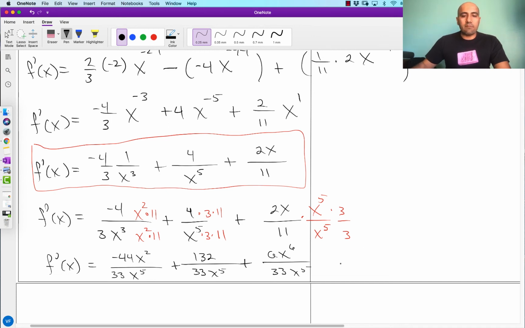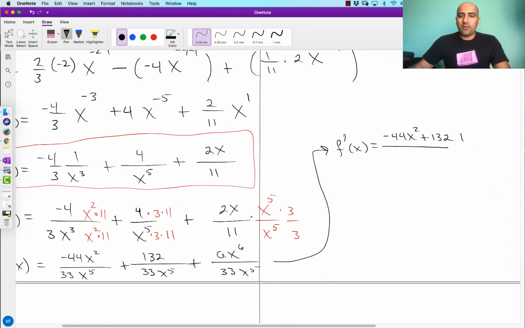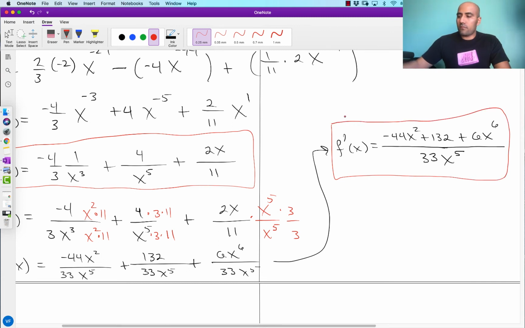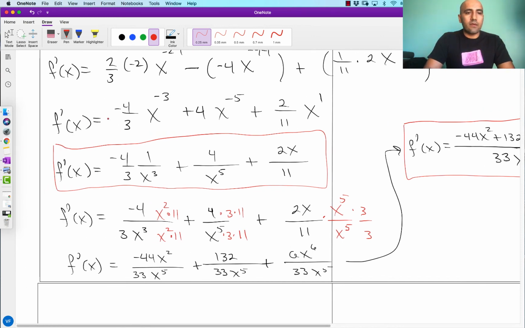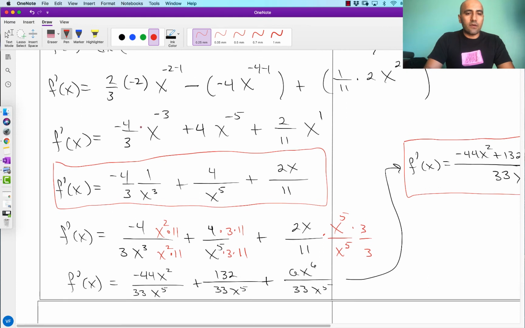And now, since they all have that same common denominator, we can come up here and say that f prime of x is equal to one big happy fraction, where we have a minus 44x squared plus a 132 plus a 6x to the 6th power, and all of it gets divided by 33x to the 5th power. Okay. All right, so that's just algebra, though. This part here, from there to there, is where the calculus ended, right? So this is the derivative. We found it. We just need to simplify it a little bit.